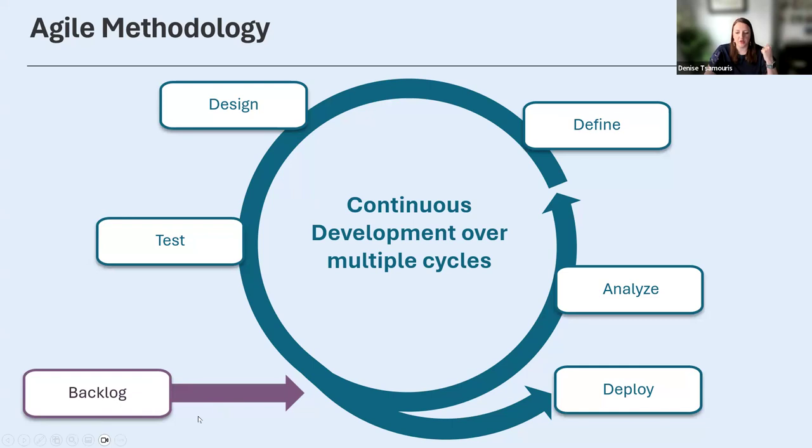So you have a backlog over here, and within agile, if you're using a Scrum framework, you have a product owner who's in charge of the backlog, and they decide to bring some things in for this sprint. Sprints usually last between 2 to 4 weeks.